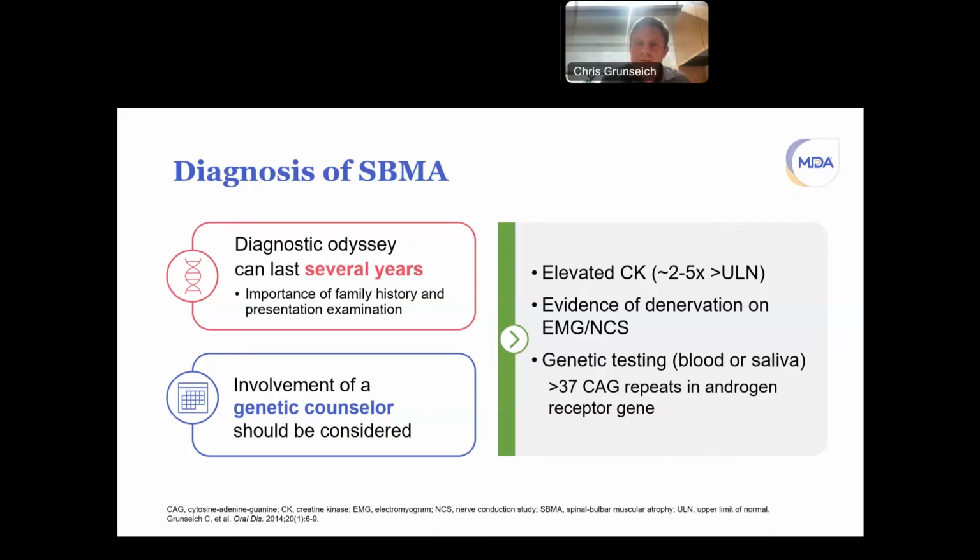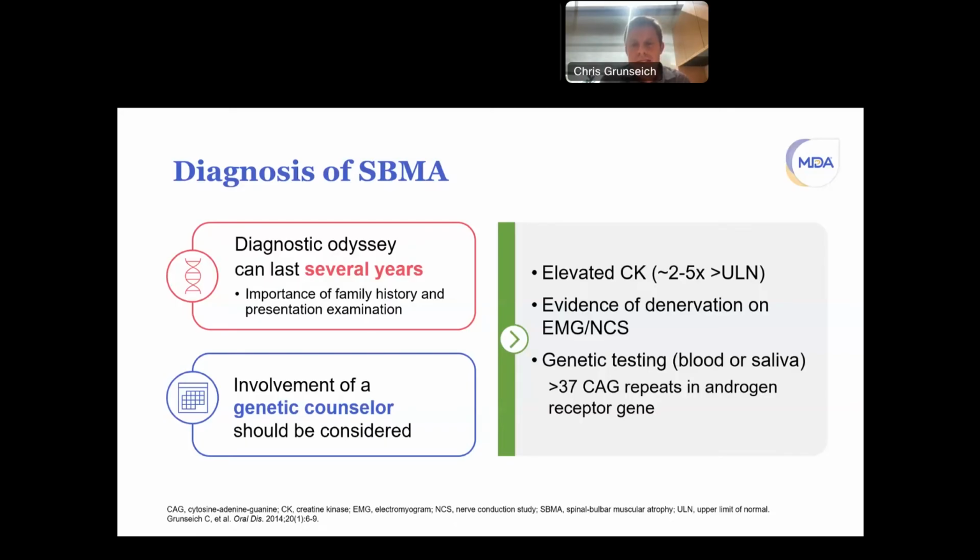Likewise, if there's evidence of denervation on the EMG testing, or if the nerve conduction studies show changes in the sensory nerve action potentials, then that's really important in shifting the diagnostician to consider SBMA. And the genetic testing is definitive. It's very clear. It's just a simple test on a tube of blood, extracting the DNA. It can be done on saliva as well.